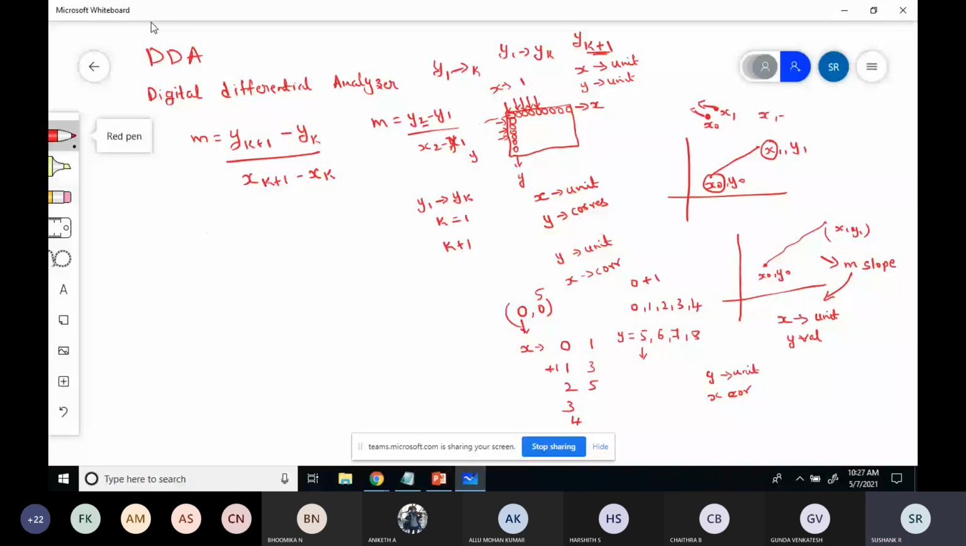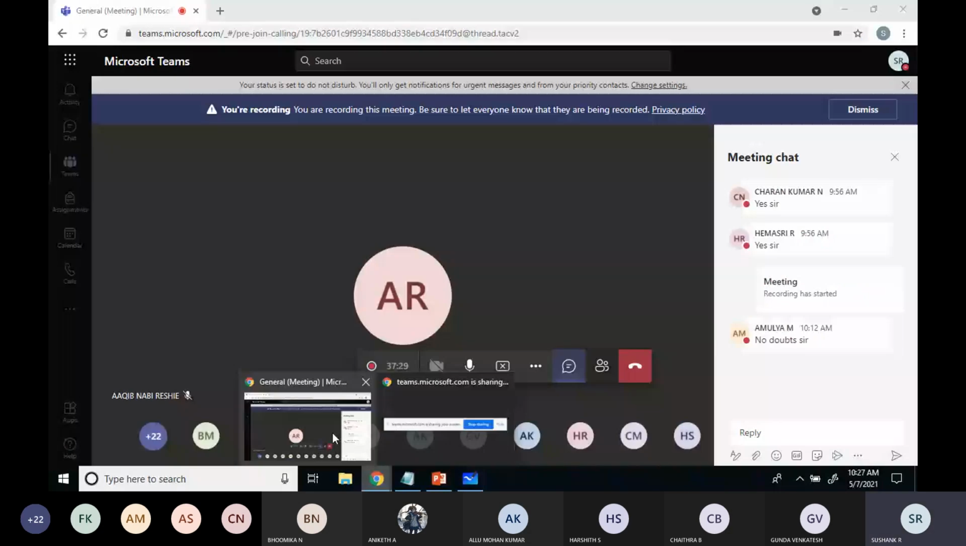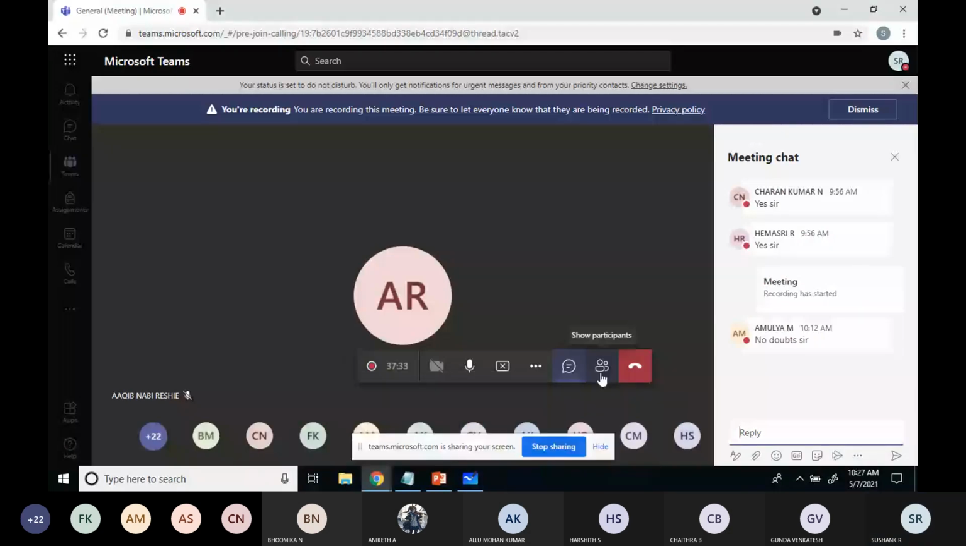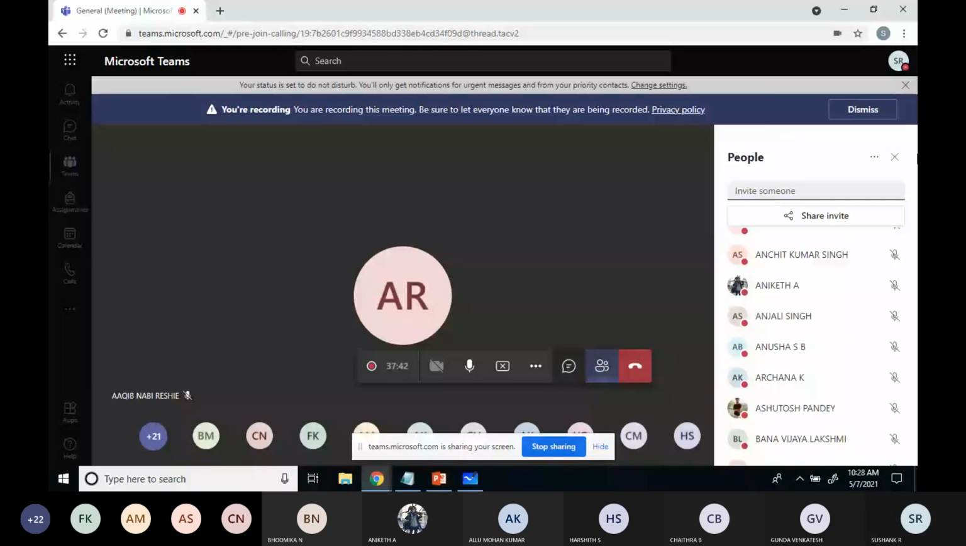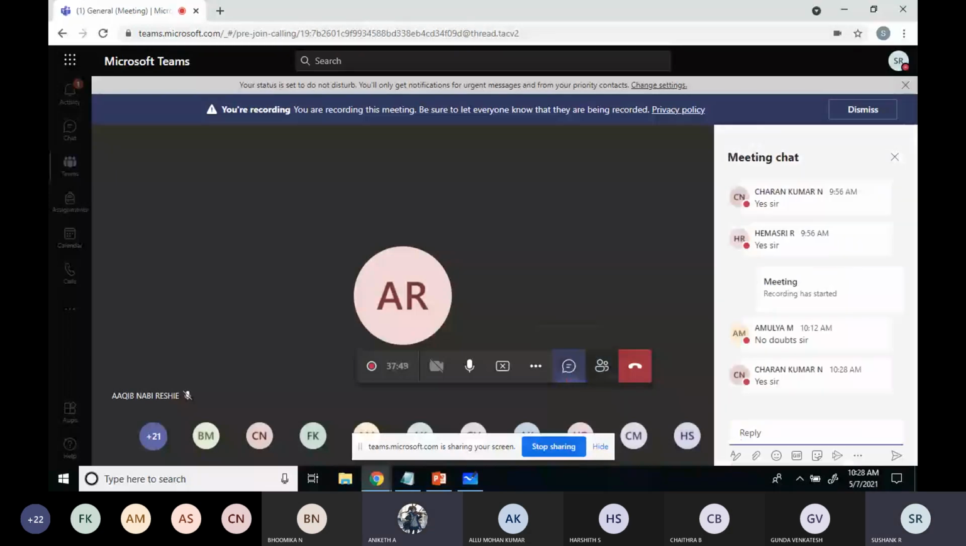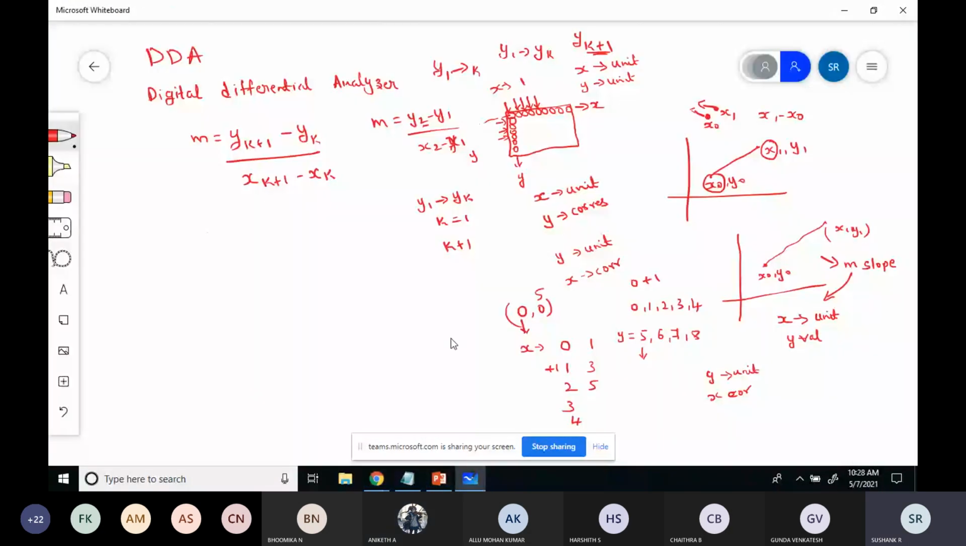Is this line clear, or any doubt with respect to this difference between the slope values? Because in this algorithm, everything we are representing in terms of xk and yk, we just wanted to be sure. Is that line clear? Yes or no? Charan, Anjali Singh? Aniket? Yes, sir. See, that is just the line equation which I gave, no?